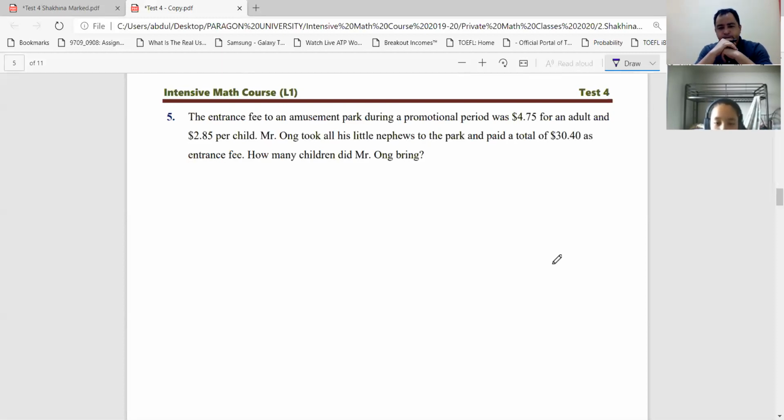The entrance fee to an amusement park during the promotional period was $4.75 for an adult and $2.85 per child. Mr. Ong took all his little nephews to the park and paid a total of $30.40.